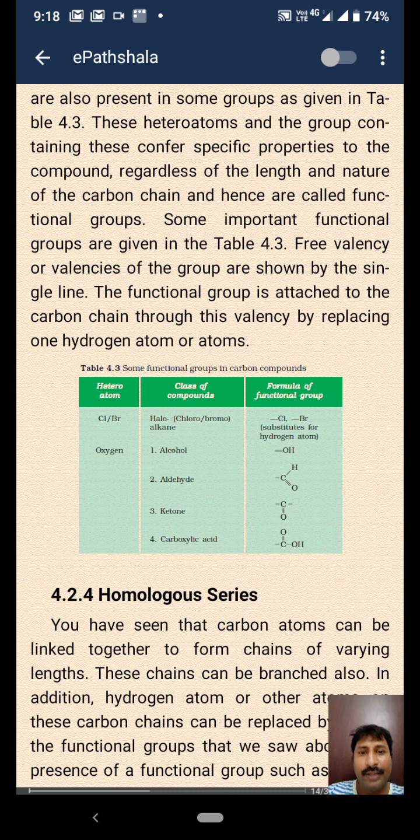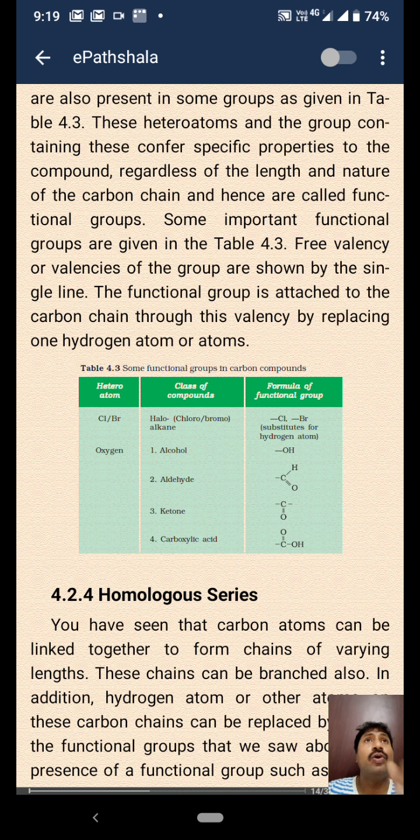Homologous series: before that, we have the functional groups like halo groups, that is chlorine, bromine, iodine. Alcohols, aldehydes, ketones, carboxylic acids are oxygenated functional groups. Alcohol is OH, aldehydes are the CHO group, ketone is the CO group, and carboxylic acid is COOH. You have to be very careful. Aldehydes, ketones and carboxylic acids are double bonded, while alcohol is saturated.